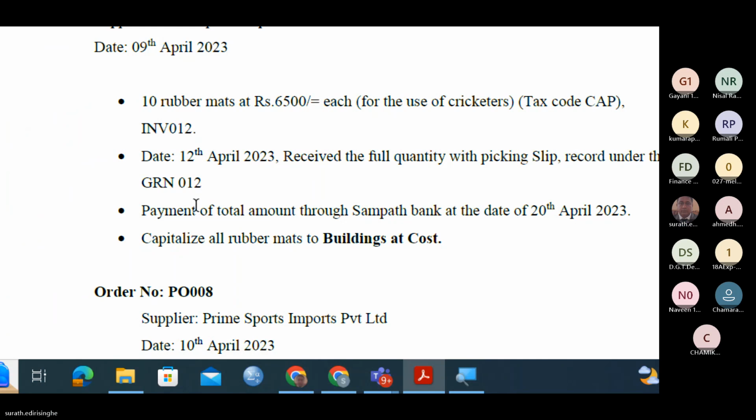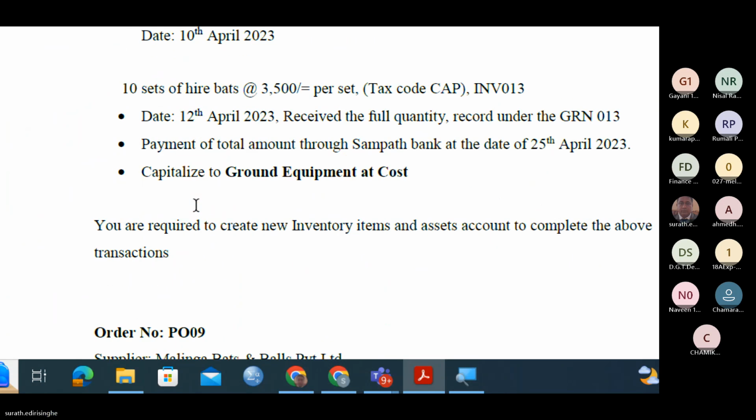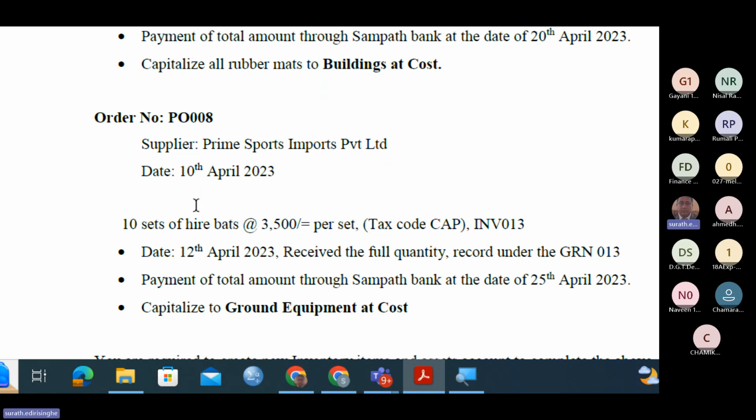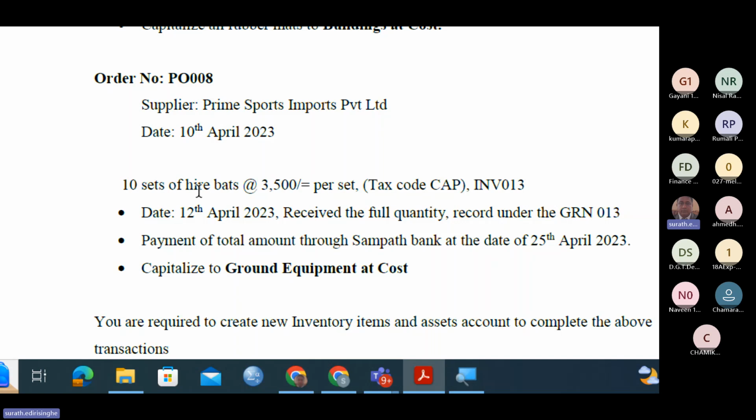Right. Read this transaction. Same supplier. 10th April 23. 10 sets of hire bats. You can record this transaction also, not a little bit difficult. 10 sets of hire bats, 3,500 per set, capital cost because that asset is used not for selling purpose, but for the purpose of hiring to the players. 12th April 23 received in full. Record this transaction.